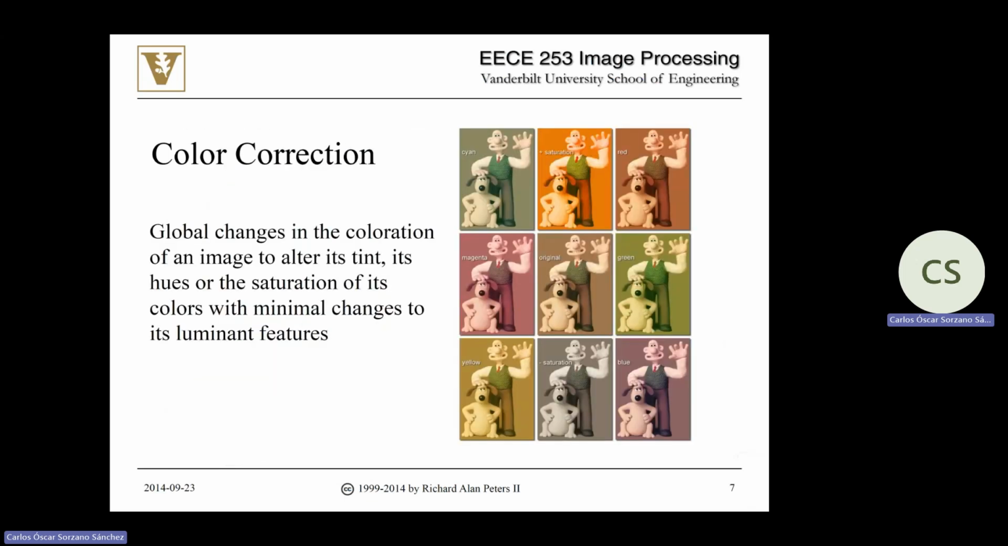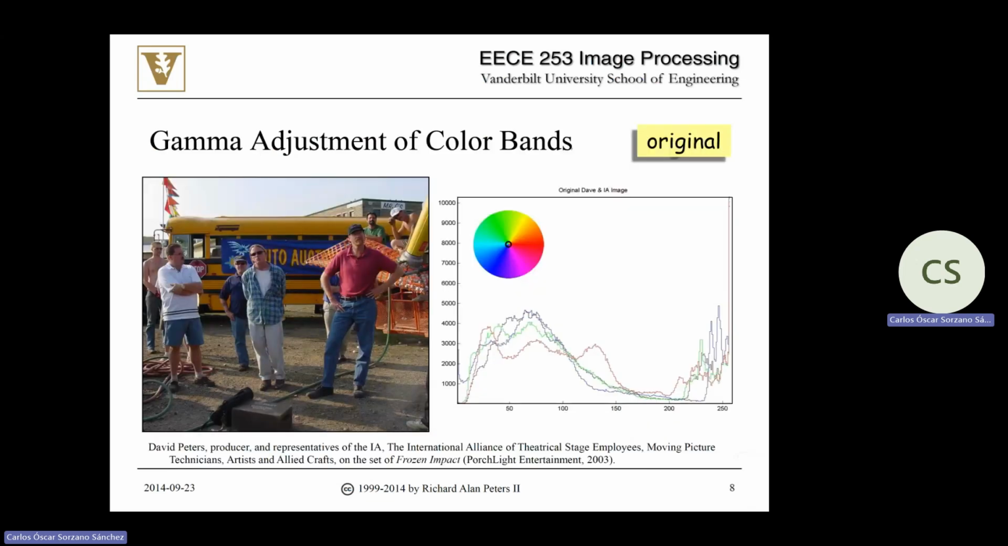Okay, then what we will see is you have some image, and then you want to transform it in some way. So you can make it more red, more green, more blue, more yellow. So we will transform the colors to have different versions of this image. Okay, so let's say that I have this image. I have this histogram of the three channels RGB, the histogram of the image.